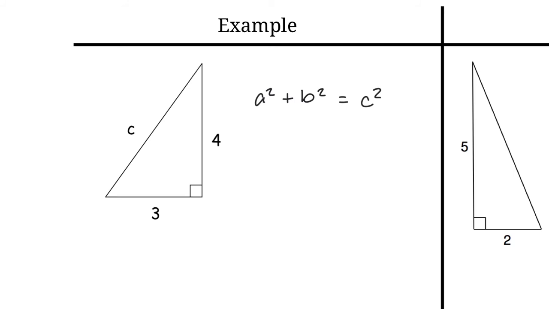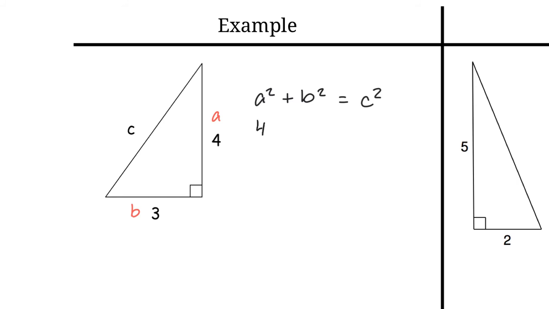C is already labeled for us. That's the longest side in this right triangle, and it's always across from the right angle. And the two other sides are A and B, but it doesn't matter which one you label as A and which one you label as B. So we can just substitute the lengths of A and B into the equation.